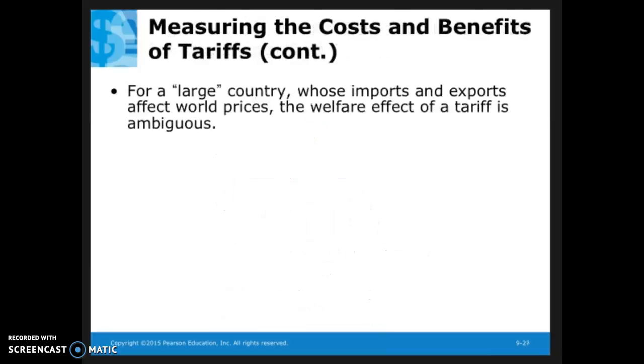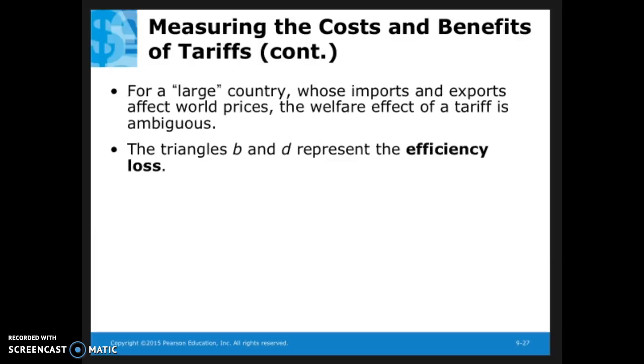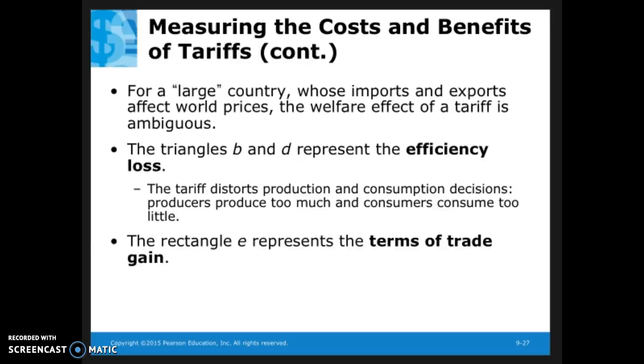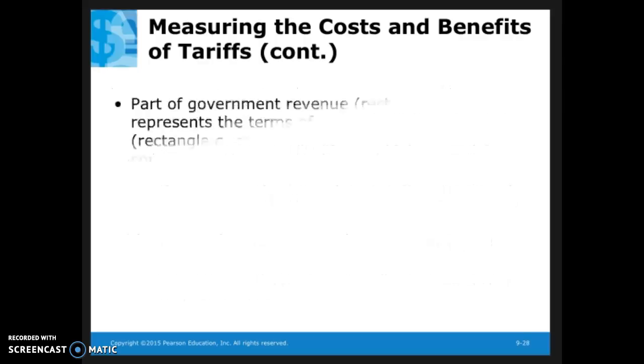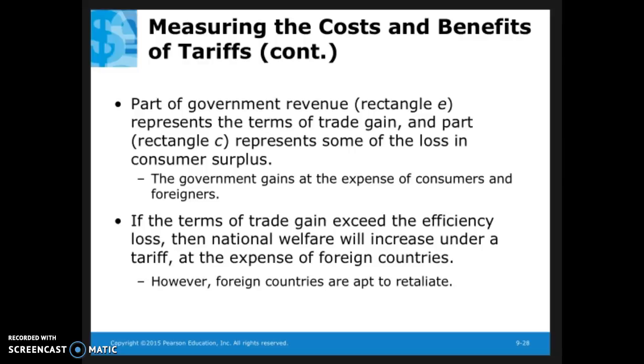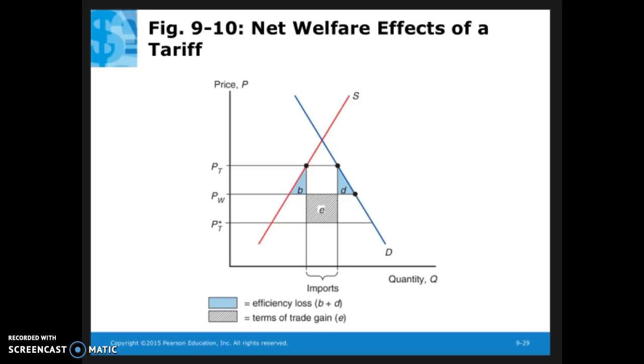For a large country whose imports and exports affect world prices, the welfare effect of a tariff is ambiguous. Triangles B and D represent the efficiency loss. The tariff distorts production and consumption decisions. Rectangle E represents the terms of trade gain. Part of government revenue, rectangle E represents the terms of trade gain, and part, rectangle C, represents some of the loss in consumer surplus. So the government gains at the expense of consumers and foreigners. Here are the net welfare effects. You can see those triangles we talked about earlier.